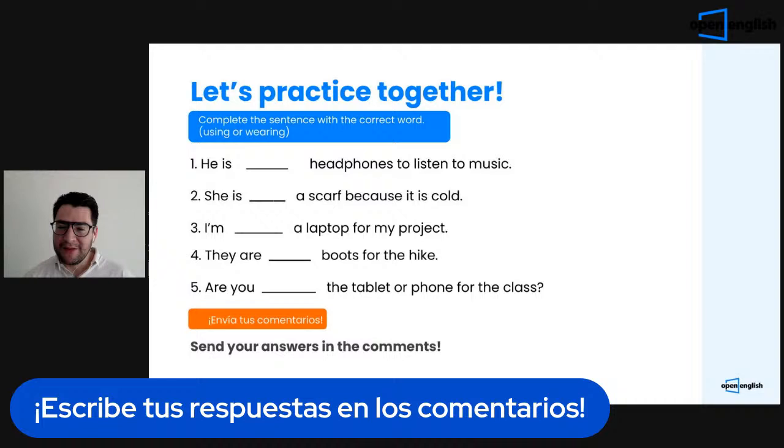So, recapitulando, we have number 1, he is using headphones. Number 2, she is wearing a scarf. Number 3, I'm using a laptop. Number 4, they are wearing boots for the hike. And number 5, are you using the tablet or the phone for class? And good. We have Gonzalo's using his phone. We have Annie using my phone. Someli is using the phone for watching the class too. Perfect. Okay, guys. Very good job.